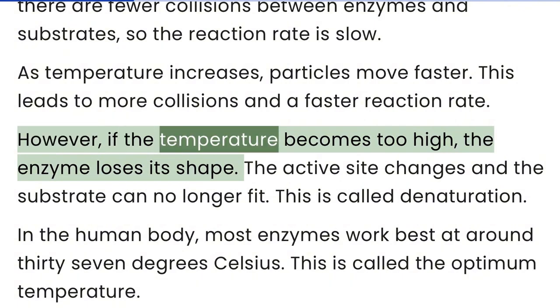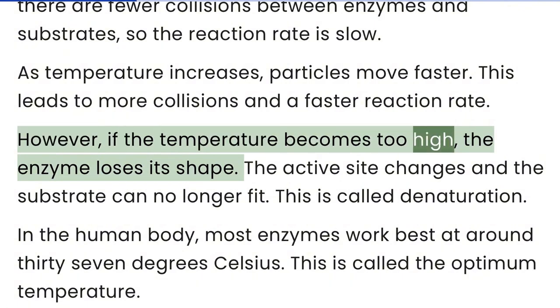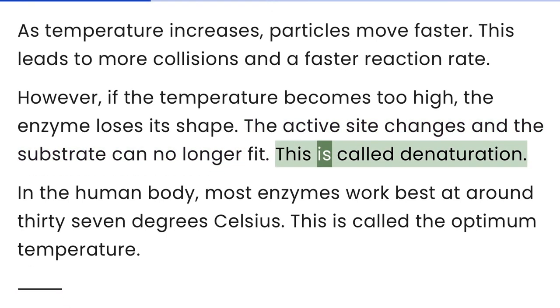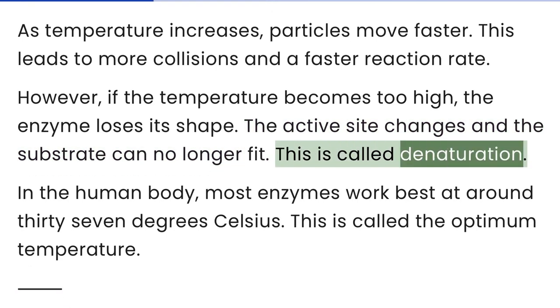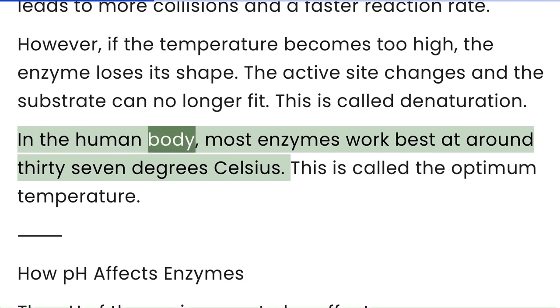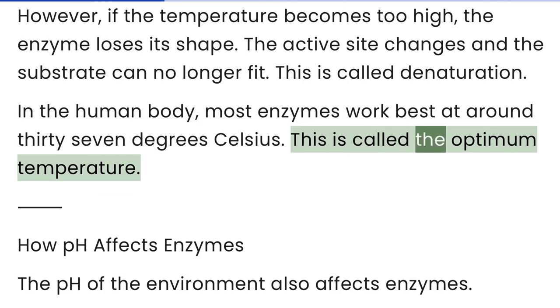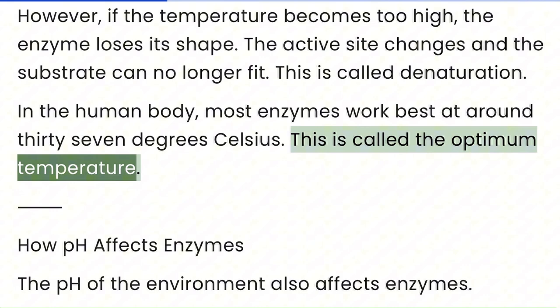However, if the temperature becomes too high, the enzyme loses its shape. The active site changes and the substrate can no longer fit. This is called denaturation. In the human body, most enzymes work best at around 37 degrees Celsius. This is called the optimum temperature.